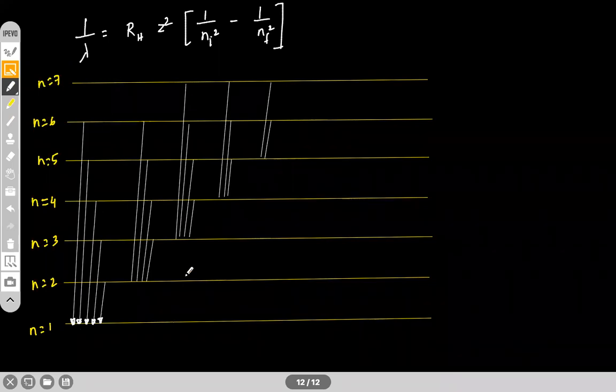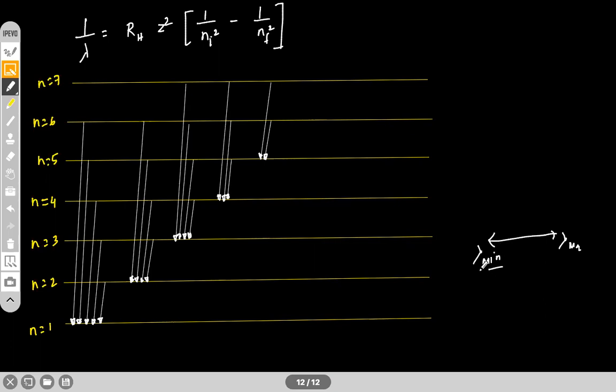Correct? Fine. So the point I'm trying to make is what? In all these transitions, one of the orbits is fixed, the final orbit is fixed, no? For one particular transition, the final orbit is n equals 1. For another, the final orbit is n equals 2, then 3, and then 4, 5, and so on. Like this, we have transitions. So in all these transitions, when the final orbit is 1, 2, 3, 4, 5, you will get a series of wavelengths. You'll get a range of it, right? So obviously we'll have lambda max also in that range and lambda minimum also, agreed? Maximum wavelength and minimum wavelength for one particular series we'll get, correct?